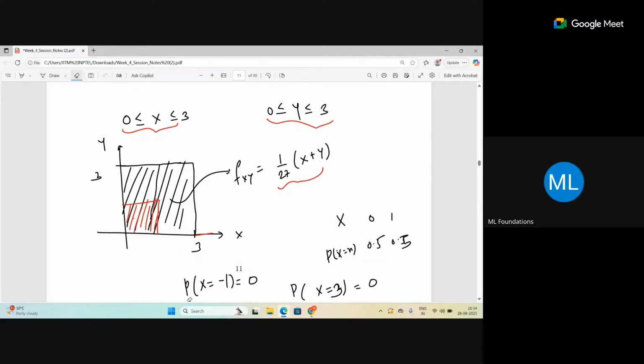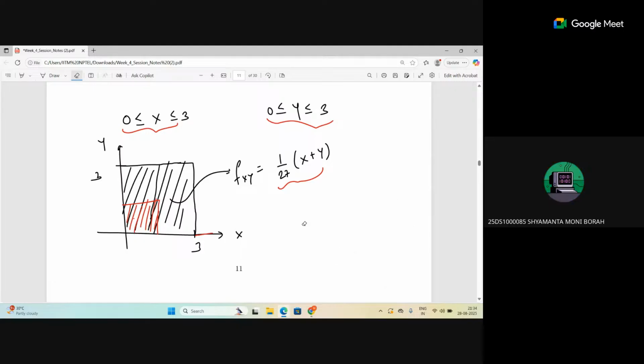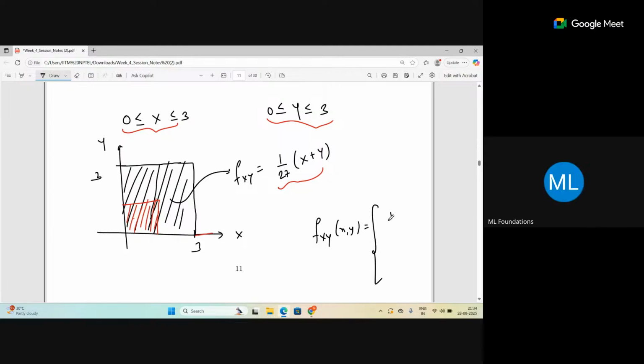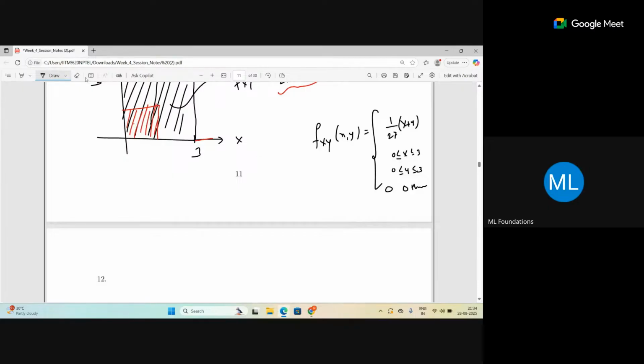So if I say in other words, we can say the range within which the probability varies. It is like that: 1 upon 27 (x plus y) when x is between 0 to 3 and y is between 0 to 3, and 0 otherwise, right? So this is how we can write the probability.